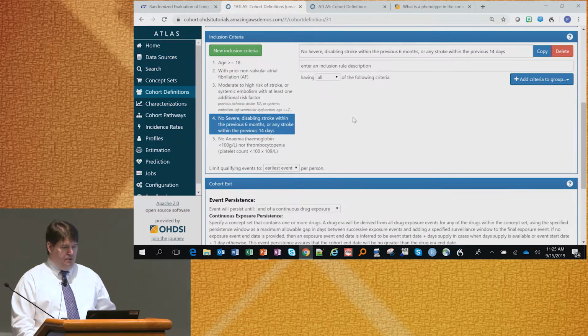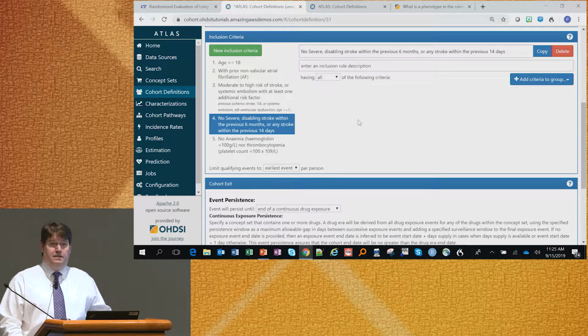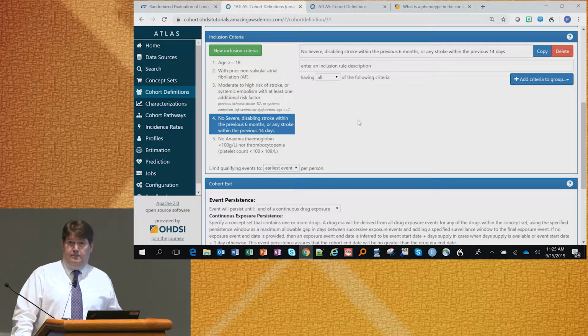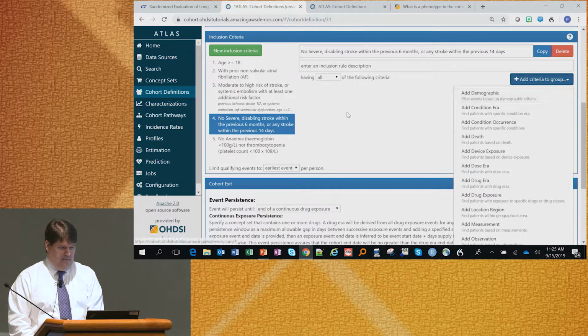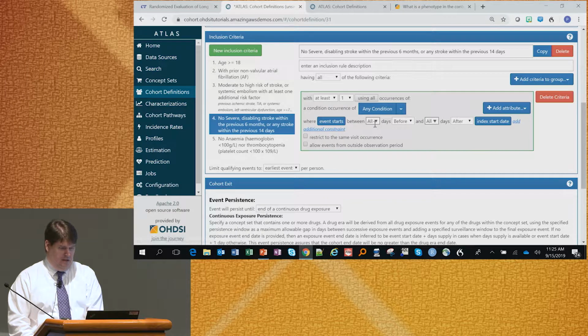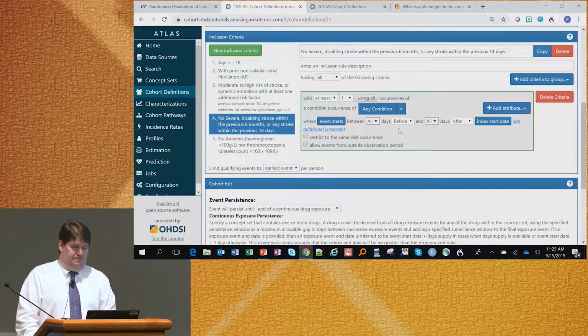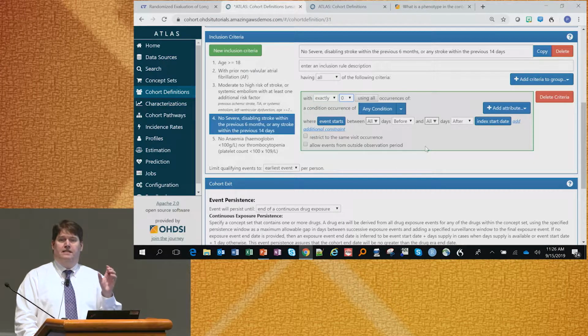Okay, severe or disabling stroke within the past 6 months, or just a stroke within the last 14 days. Perfect, this will be cool. So we know we have an or, right? We want to say one or the other. So let's say we want the stroke, of this stroke that's disabling. First of all, we want to say that it's a stroke. So let's just go with that.